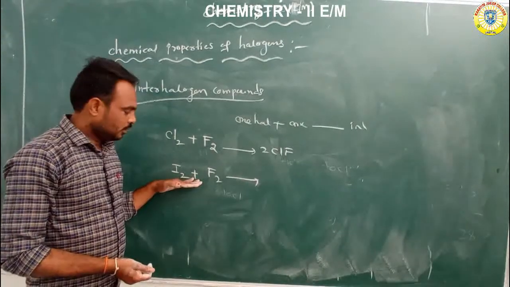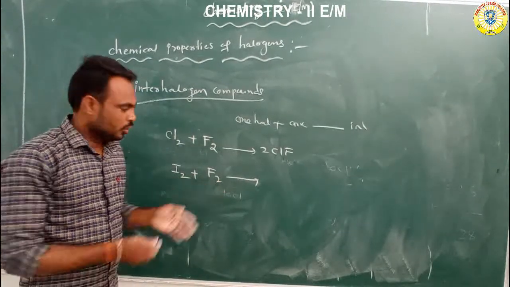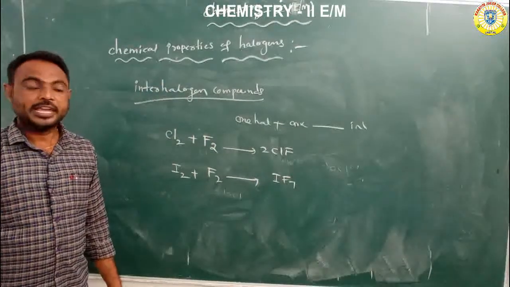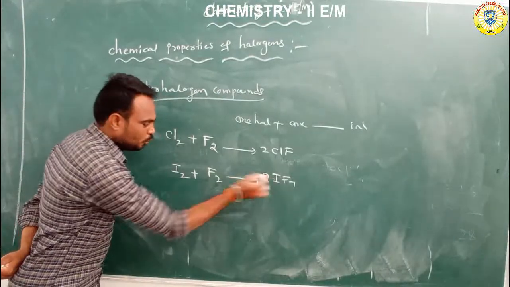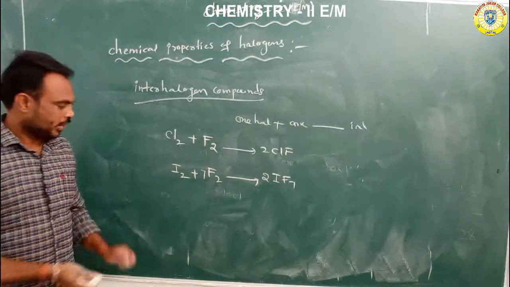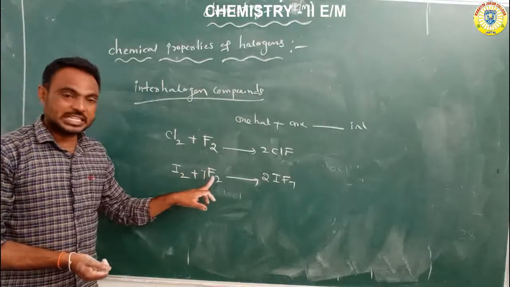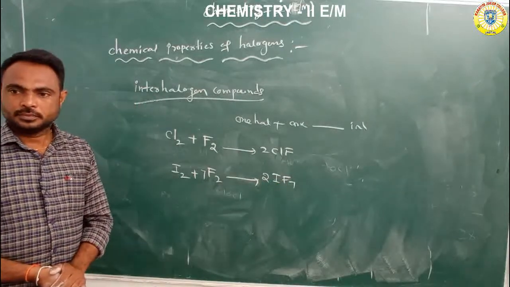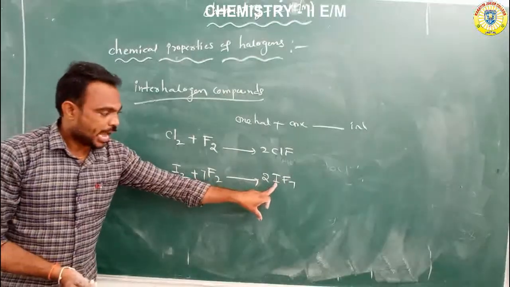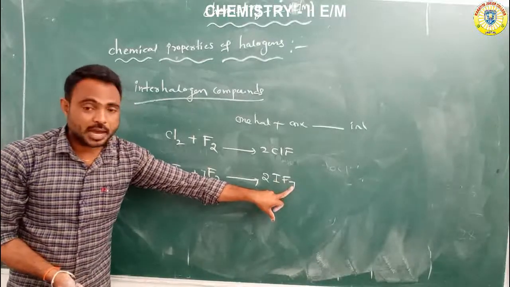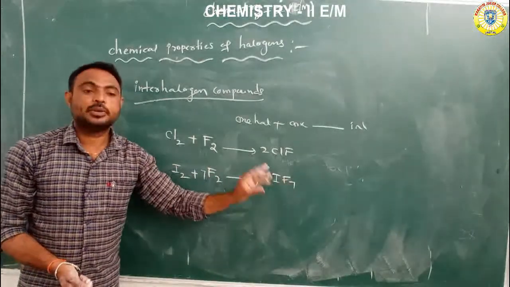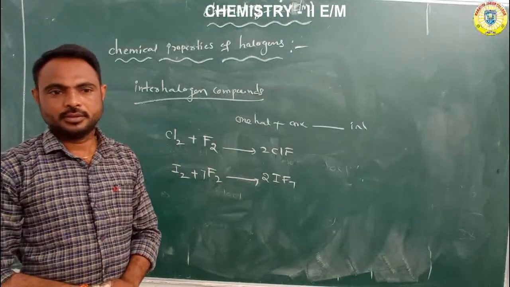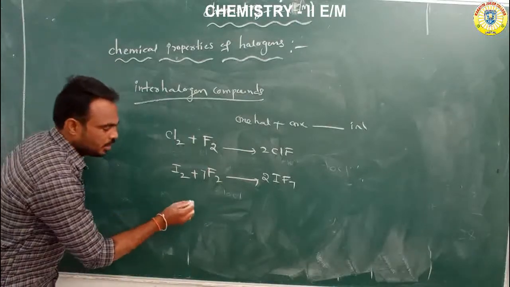So iodine reacts with the fluorine to form IF7. Okay, IF7. So overall 2, 7. So I2 plus 7F2 gives rise to 2IF7. Hepta means 7. Iodine heptafluoride. Iodine heptafluoride. Or suppose for example bromine.